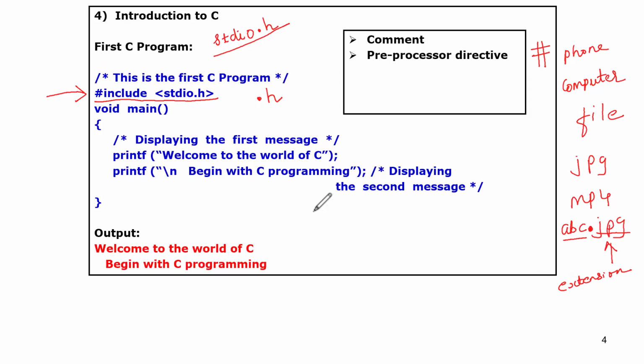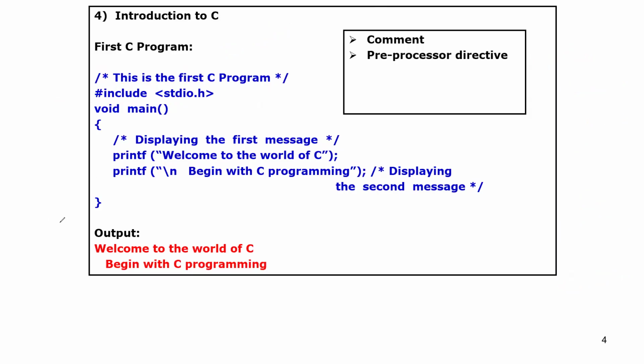Anyway, now what is the header file? What are its contents? That we'll see later on. For time being, remember that this statement is called preprocessor directive. Now, after writing the preprocessor directive, what we do is we start with main. So when we write main, either we can write void main or int main, both will do. As I told you, details later on.